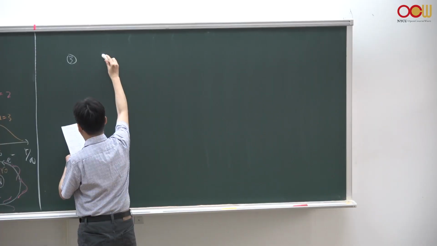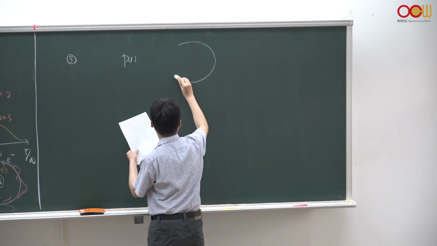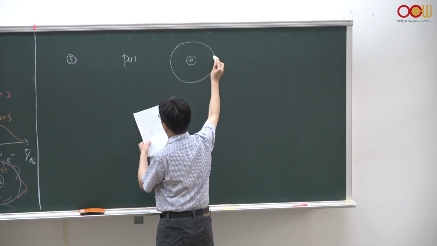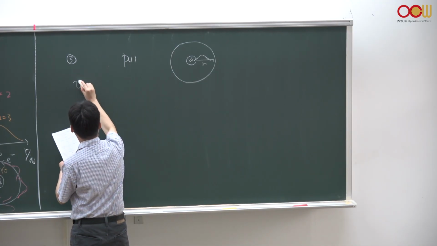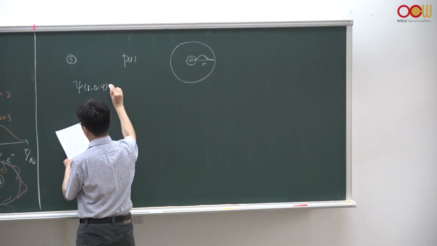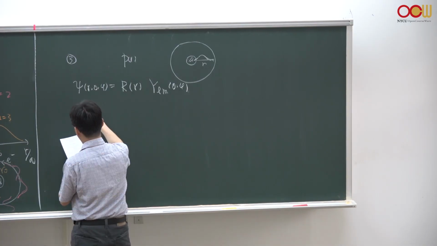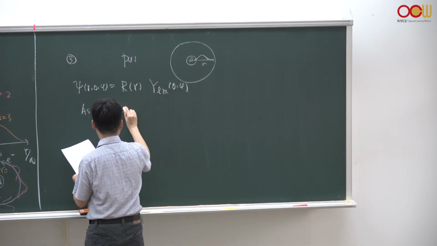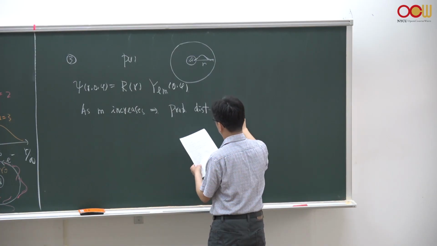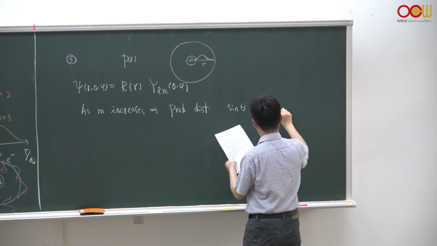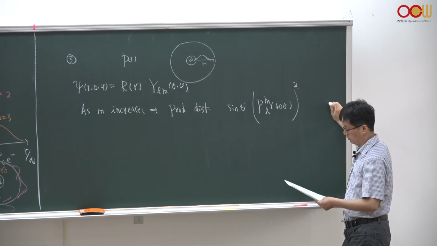So number three, the radius part of the probability distribution shows this kind of properties. So you have this kind of distance. But you know that the total wave function, the eigenfunction, is a product of this Y_LM and this capital R. As m increases, the probability distribution goes like sine theta, this P_LM squared, as we mentioned in the spherical harmonics.